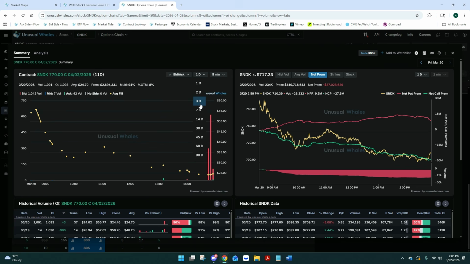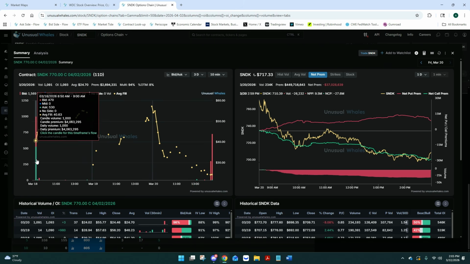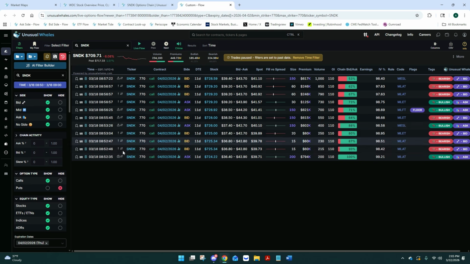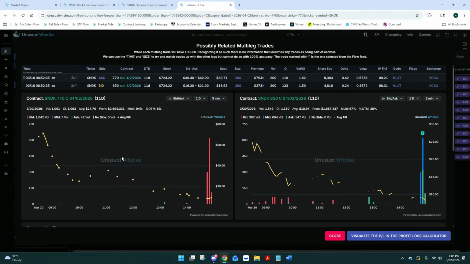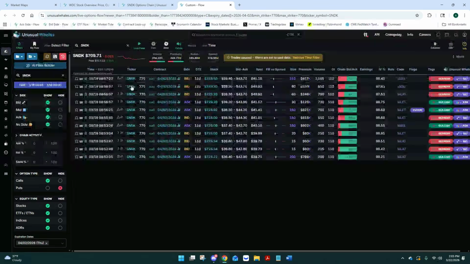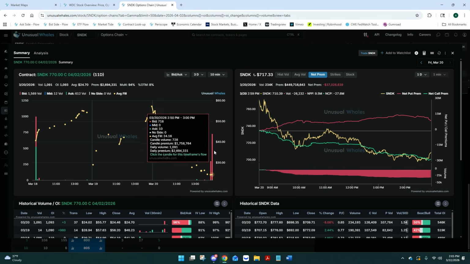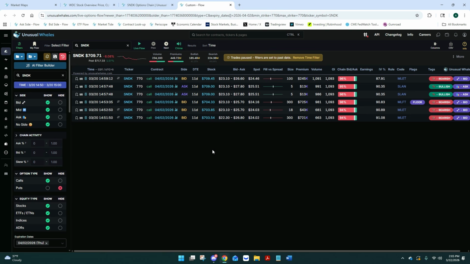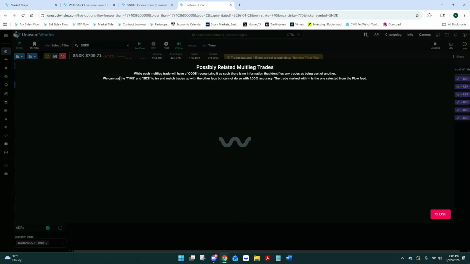So let's pop this back to the 3-day. Maybe they are buying these calls back, short calls possibly. We won't know till Monday when that open interest updates, but let's just take a peek. Again, another big multi-leg trade in there. What does that Friday flow look like? Again, big multi-leg.